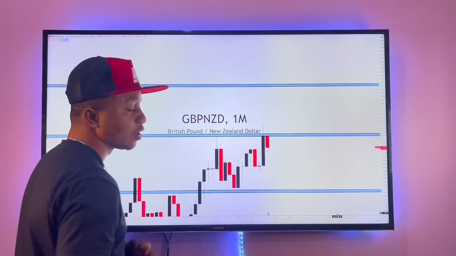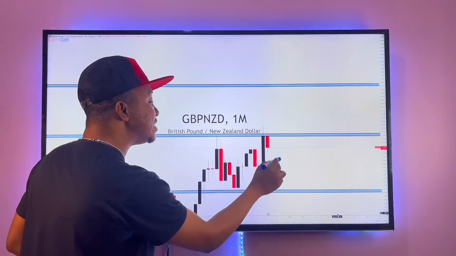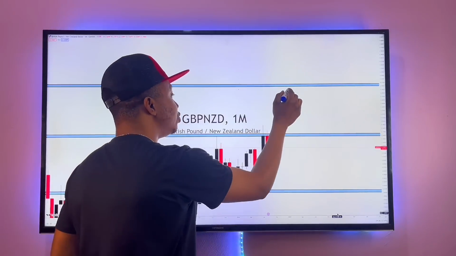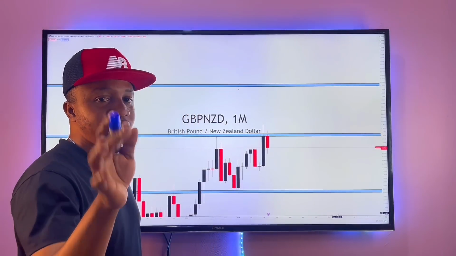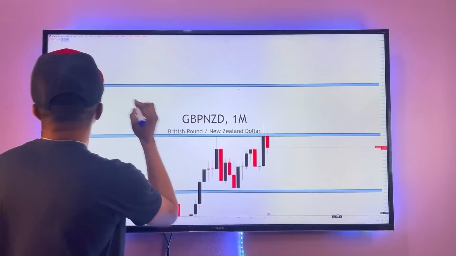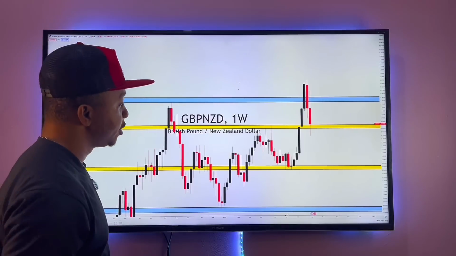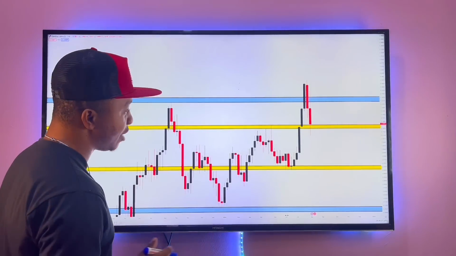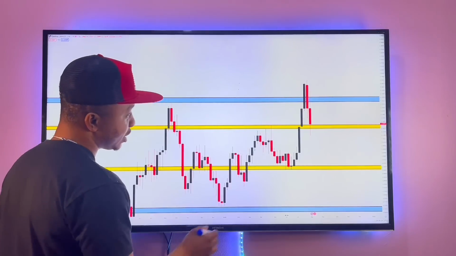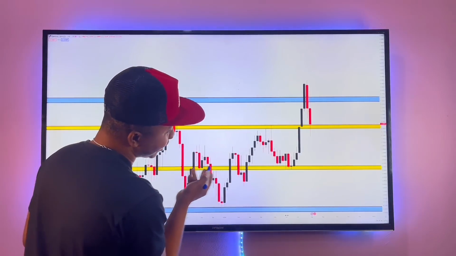Alright, let's take it further to weekly time frame and add more details over here before the entries to the upside on Gbpnzd. So Gbpnzd, let's take it further to weekly time frame for further understanding. Okay, so this is the weekly time frame on Gbpnzd. Now Gbpnzd on the weekly time frame, let's put meaning into it. We have the weekly upper zone and then the weekly lower zone.